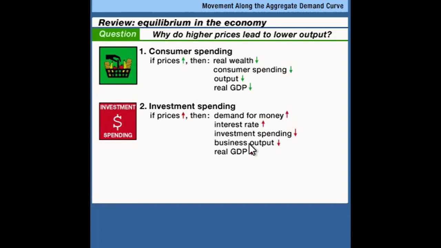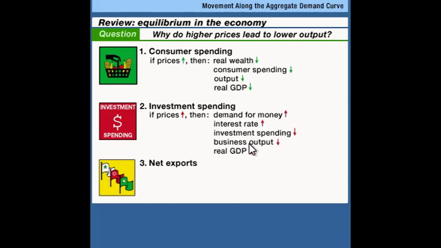That is, when price levels rise, foreigners look at the price of goods and services in our economy and compare them with the prices of goods and services elsewhere. And they say, hey, it's no bargain to buy stuff from that economy anymore. Let's buy our goods from another country. So our net exports shrink as foreigners seek bargains in other countries.